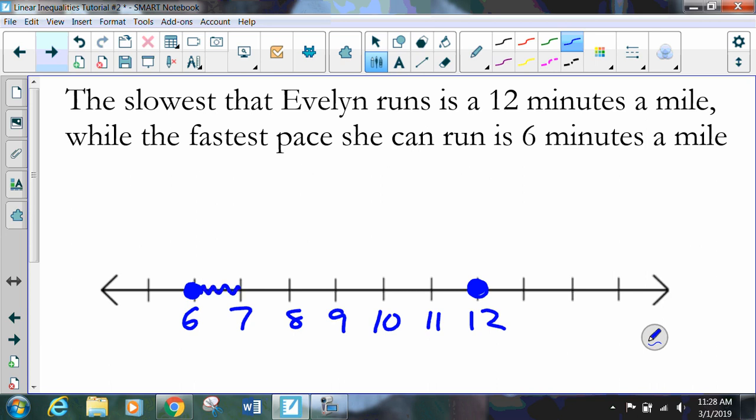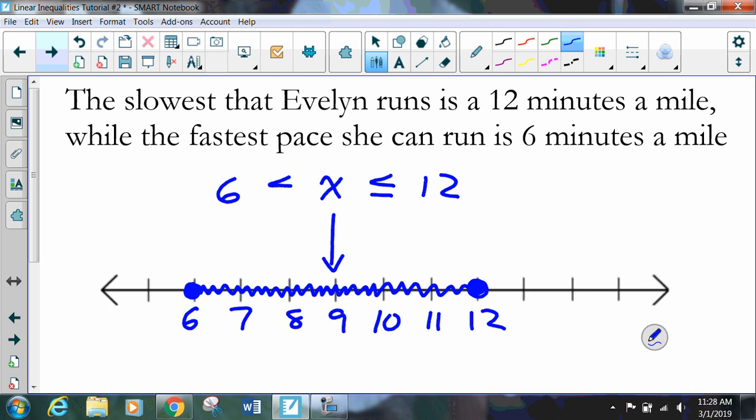Okay, can she run all these times in between? Can she run a 7-minute mile, a 7.5-minute mile, an 8-minute mile, and an 8.5 minutes? Absolutely. So what we have is Evelyn's running pace, which we're going to let X stand for, is stuck between two numbers, 6 and 12. And when I look at it this way, I can tell that X has to be less than or equal to 12 and greater than or equal to 6. So once again, that might be the easiest way to go about it. If you can do it the opposite way, more power to you.